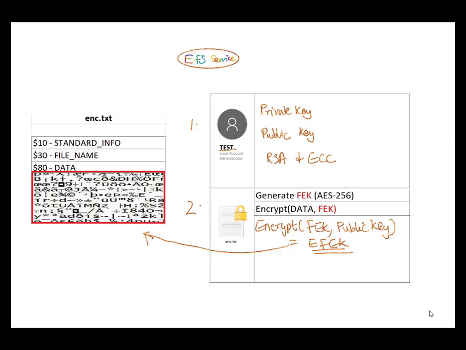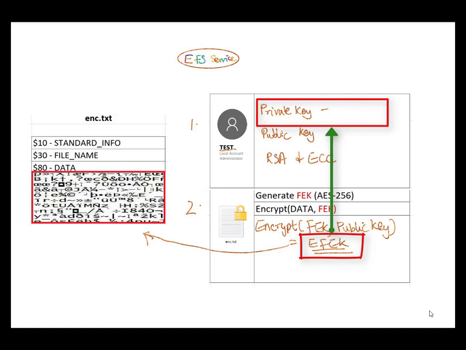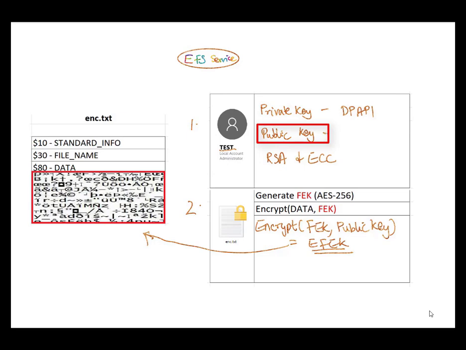To decrypt the data, you first need to decrypt the EFEK, and to decrypt the EFEK, you need the private key. The private key is protected by a mechanism called DPAPI. So DPAPI ensures that only the user test will be able to access the private key, and the public key is not protected. The public key is stored as a self-signed certificate under the user's personal certificate store. I will show you where the private and public keys are actually stored in the example that we have taken. But in terms of encryption, this is what happens.